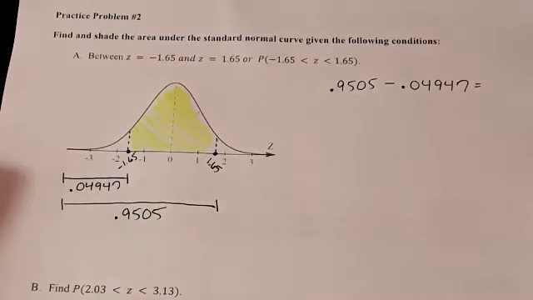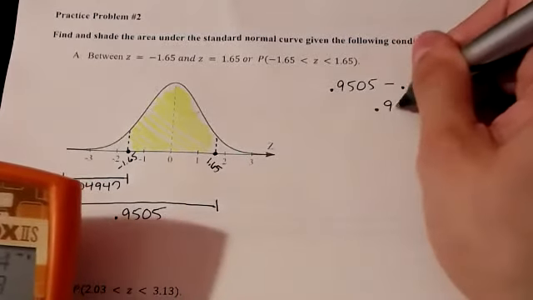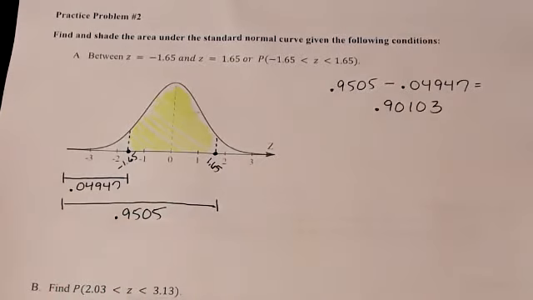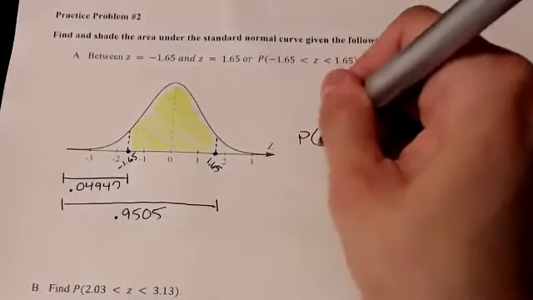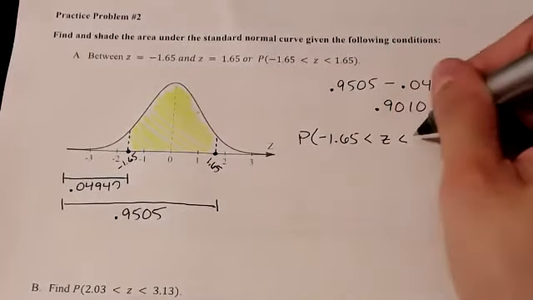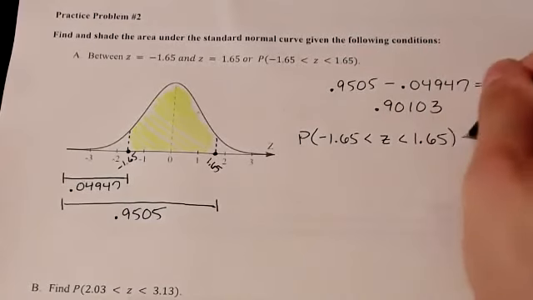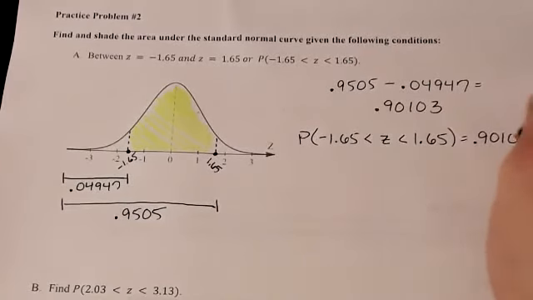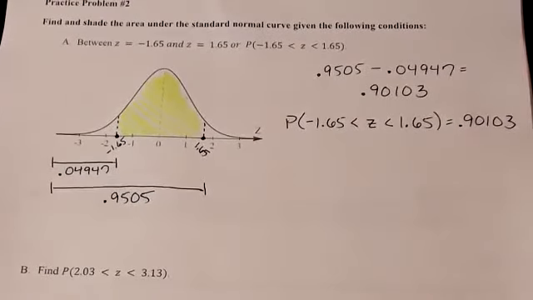Are you getting 0.90103? Thank you, Sam. 0.90103. So we can state that the probability that we fall within this range is 0.90103. It's a nice way of writing that statement. You simply subtract those areas. I wanted to show you this visual so that you could feel confident with the fact that we really do need to subtract to find the area between.